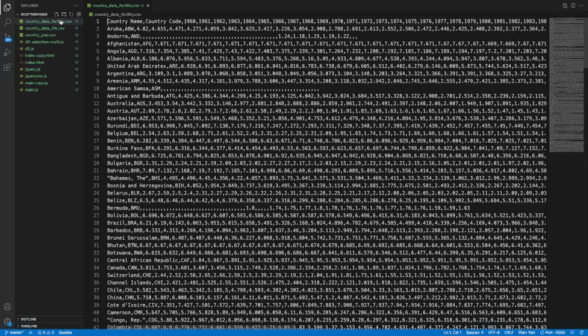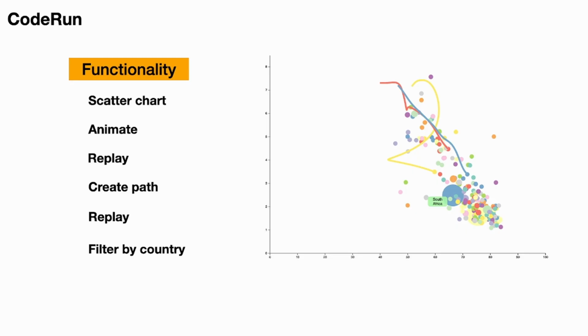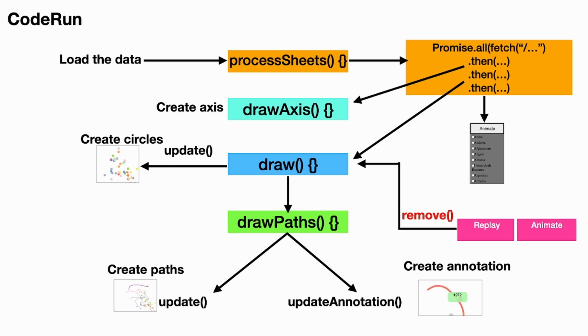Let's take a quick look at the data. So we have three CSVs: the fertility, life expectancy, and country population. In each CSV, we have a country name, country code, and the year starting from 1960 onwards. So we'll create a few functionalities: the scatter chart, the animation, a replay function, creating paths, and then the ability to filter by country. So let's plan the code.